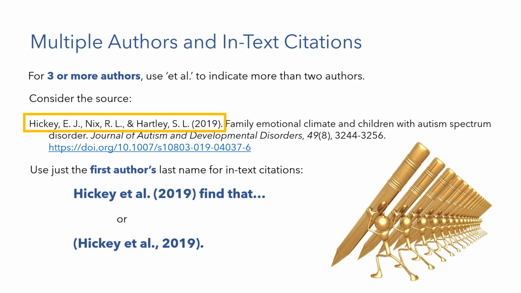If your source has three or more authors, instead of listing all the authors in an in-text citation, you use the first author's last name followed by et al. As in all in-text citations, this is followed by the publication date, either in parentheses for a non-parenthetical citation or just separated by a comma in a parenthetical citation at the end of the sentence.